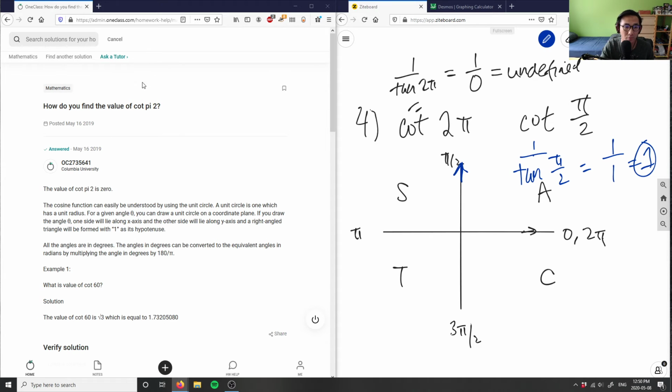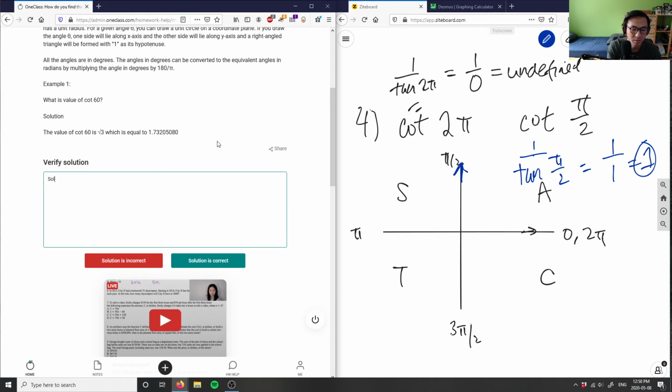So I'm going to say the solution here is incorrect. Cotangent 2 pi equals undefined, because cotangent 2 pi equals 1 over tangent 2 pi, which equals 1 over 0, which equals undefined.